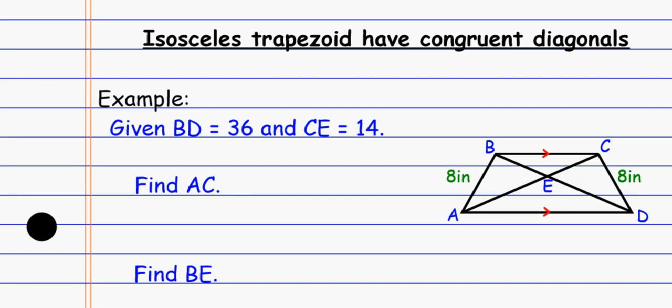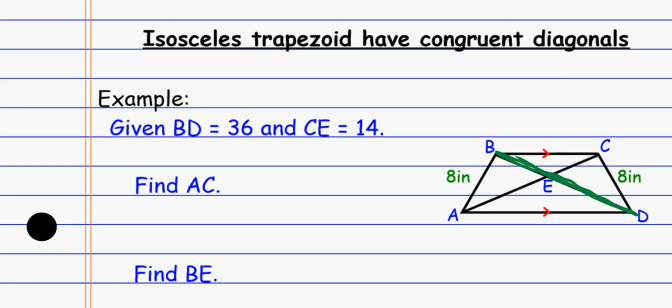So isosceles trapezoids give us some information about some of the angles, but they also give us some information about some of the lengths, and it just happens that the lengths of the diagonals are going to be congruent this time, okay? So given BD is 36, which is this entire diagonal right here, and CE is 14, so just this little piece right here is 14. I want to find all these other pieces, so let's start with that whole piece.